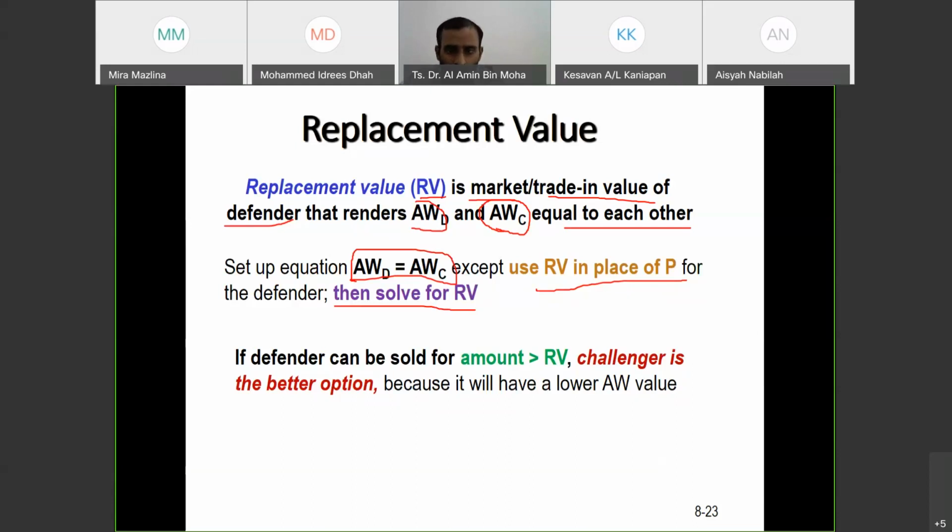It's okay, you may get confused here. We're going to see the example later on. If the defender can be sold for an amount greater than RV, the replacement value, then the challenger is the better option, because it will have a lower AW value. So here we want to assess whether it is worth it for us to sell the defender.